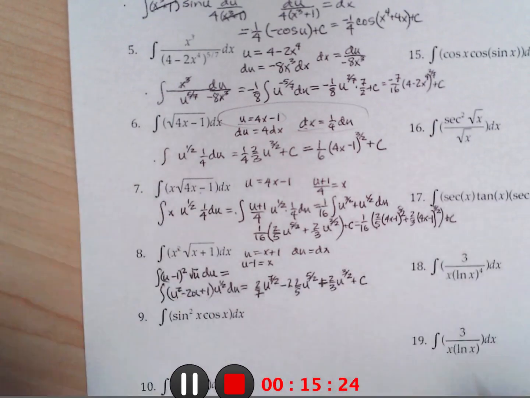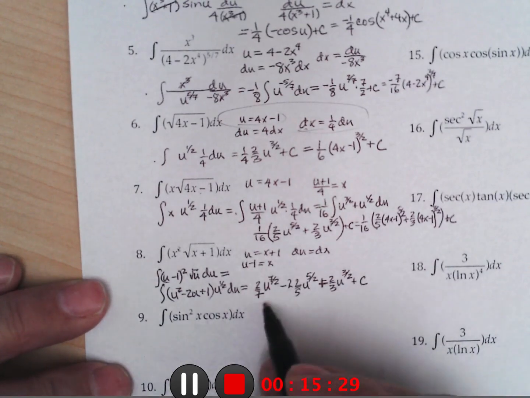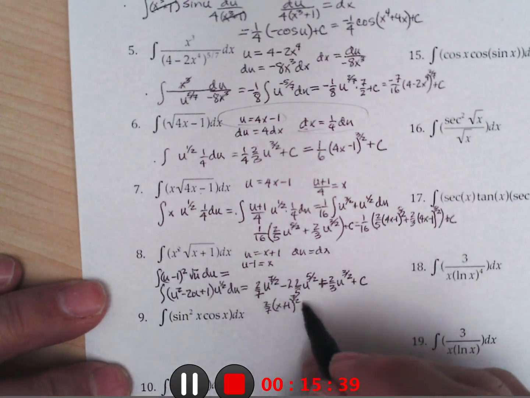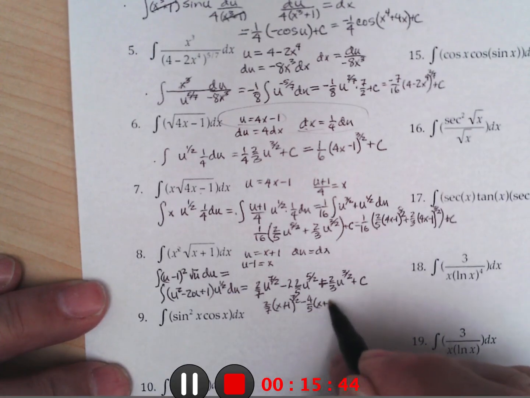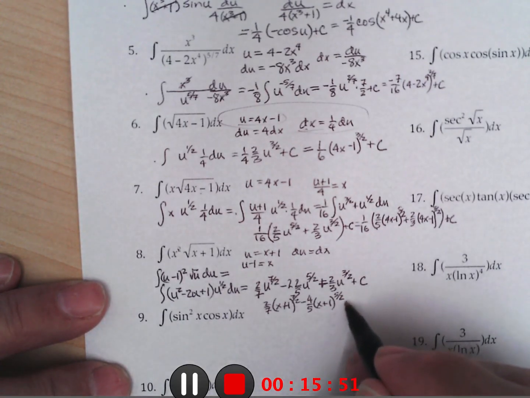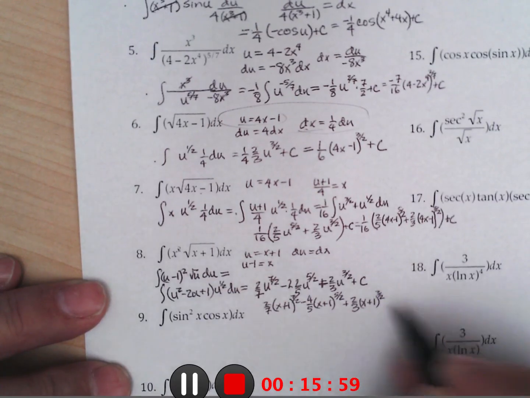And then I have to go back and replace all the u's with x plus 1. So it's 2/7 x plus 1 to the 7 halves minus 4/5 x plus 1 to the 5 halves plus 2/3 x plus 1 quantity to the 3 halves plus c.